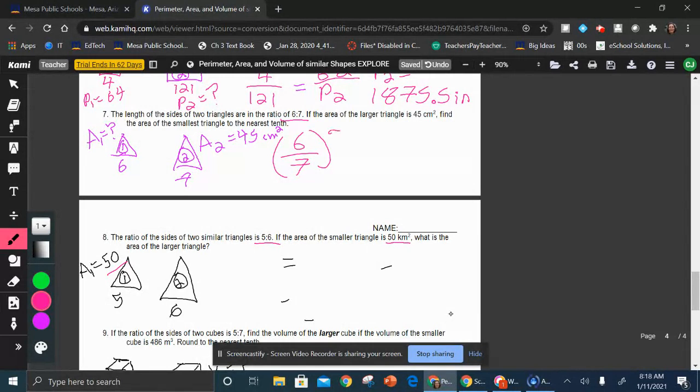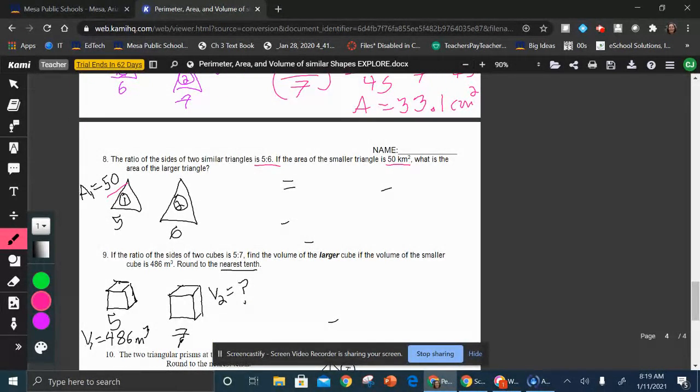Okay, we're going to square them. Area 1 over 45. Okay, remember you do need to distribute it. So you need to do 6 squared, 7 squared, and then cross multiply and divide. And when you cross multiply and divide, check your answer. You should get 31.1 centimeters squared.